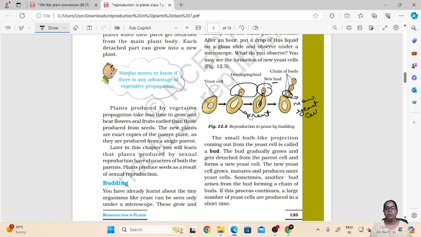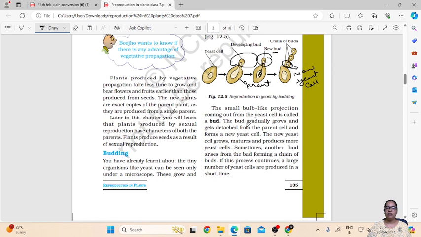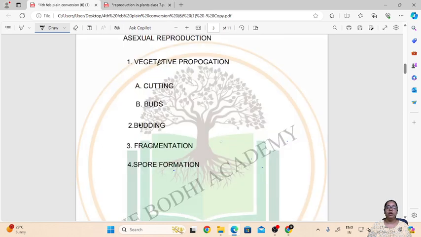This new yeast cell now has the capability to form more yeast cells, and this is how they will form chains of buds which will further divide to form more yeast cells. So this is called budding. So this is the process of budding in yeast cell. So this was another type of method of asexual reproduction, that is budding.